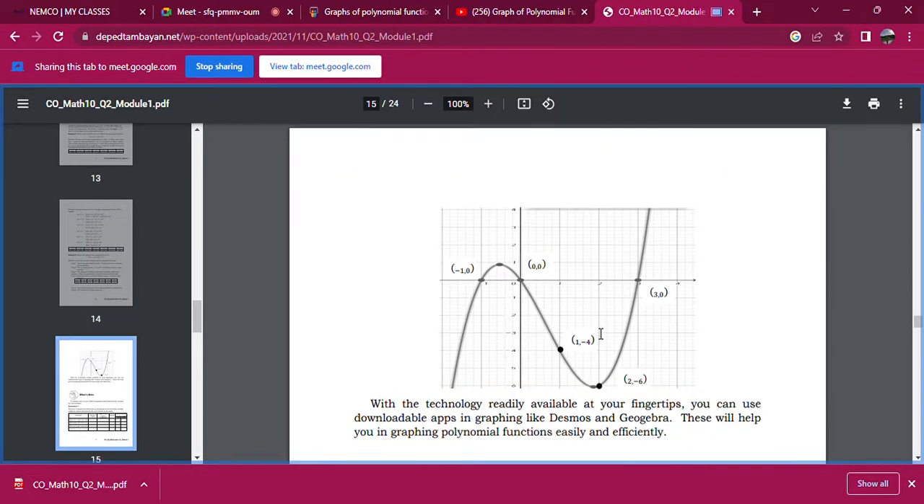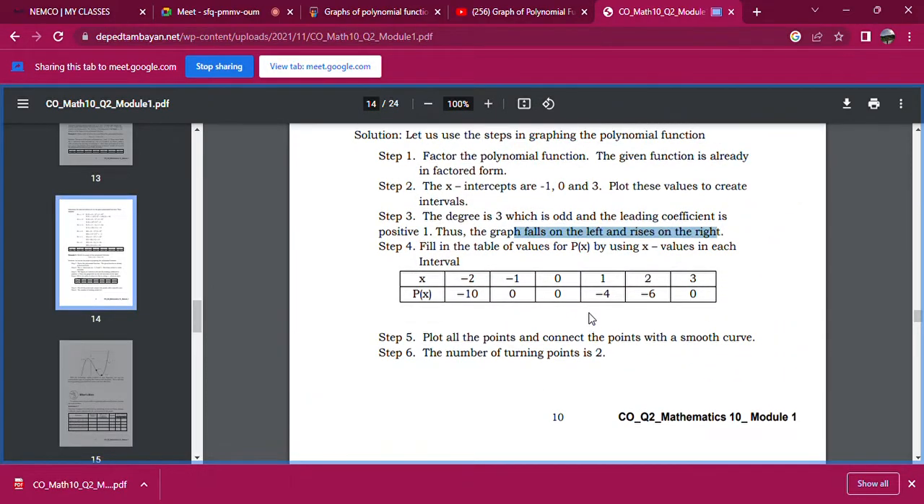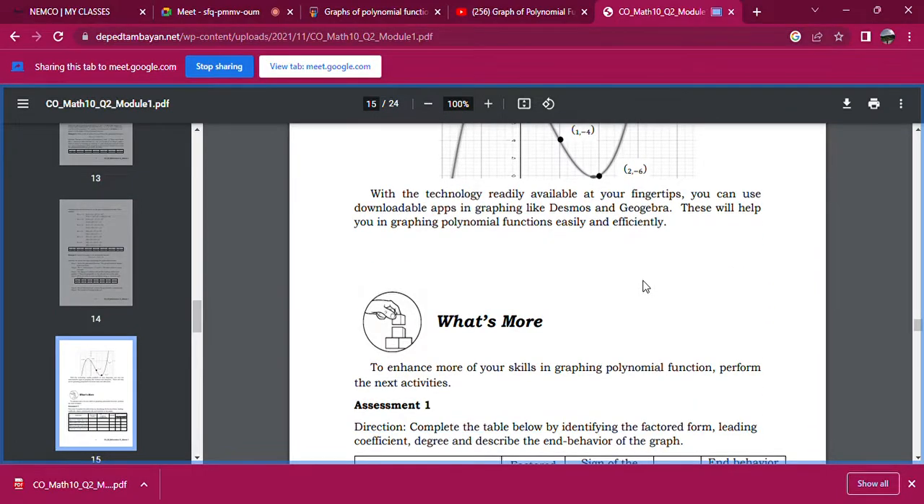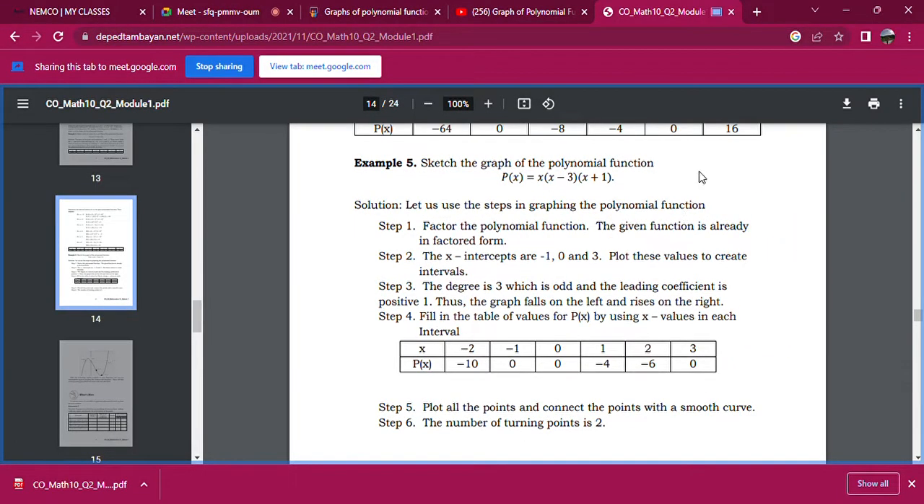So again, when you graph a polynomial function, you have to make sure that you will follow these 6 steps in graphing a polynomial function. And I think that's it. That ends our discussion here.